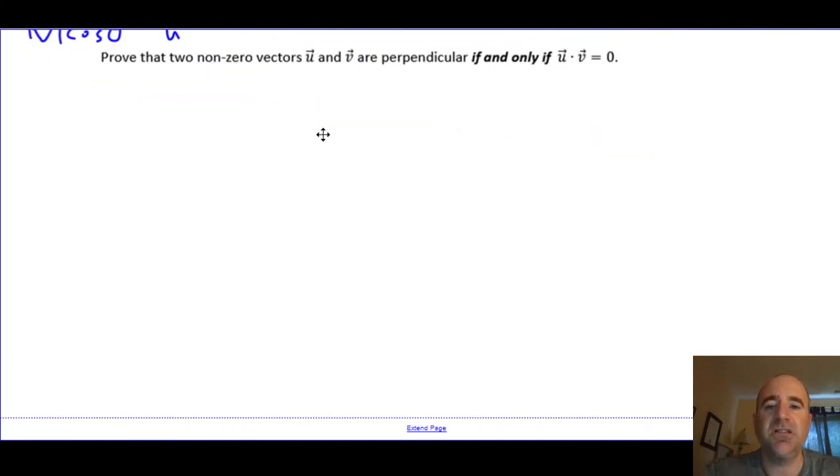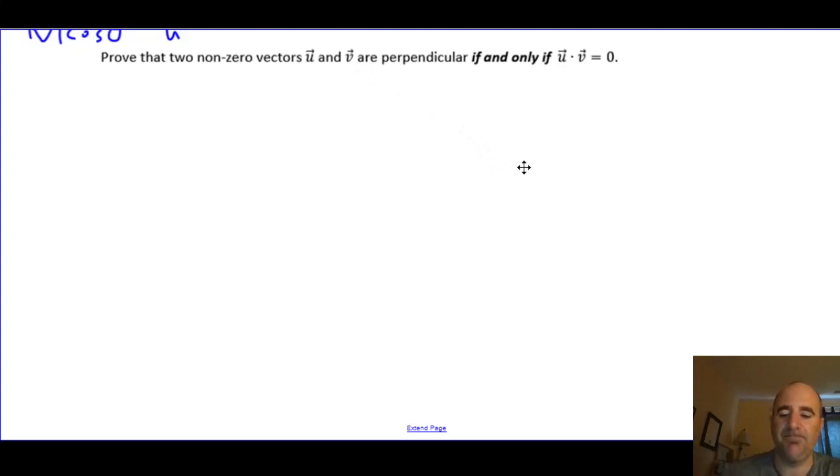Prove that two non-zero vectors, u and v, are perpendicular if and only if u dotted with v is equal to 0. A couple things about this proof. This is an if and only if proof, meaning that the statement goes both ways. Given that u and v are perpendicular, it means their dot product is 0. The other way around also must be true. If the dot product is 0, then u and v must be perpendicular.